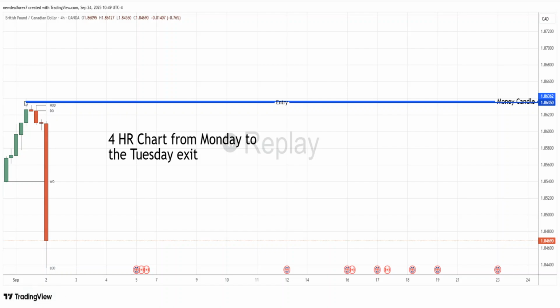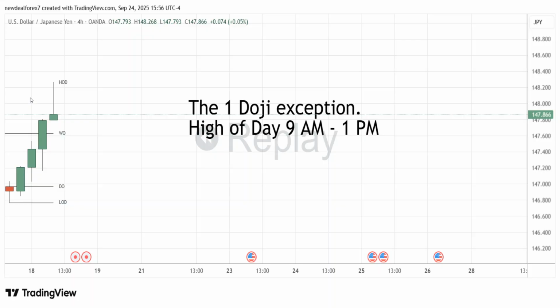But again, the only non-negotiable, the way you got it, is this high that was created between 9 and 1. This has to hold. Okay, that's the main thing. Okay. So here's another one.